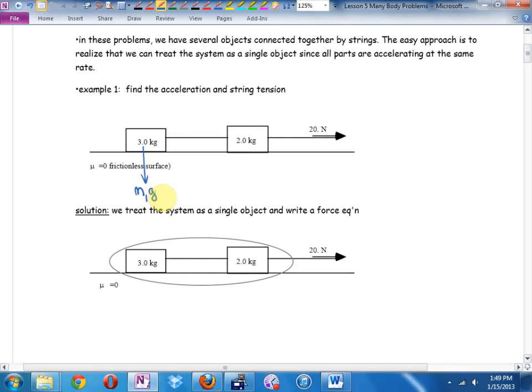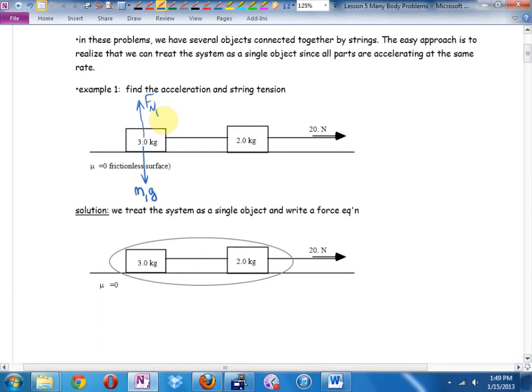Is M1 sinking into the ground? No. Is it lifting into the air? No. Then there must be a normal force. And since I've got more than one mass on the surface, there's going to be more than one normal force. I'll call this normal force number 1 to go with mg number 1.